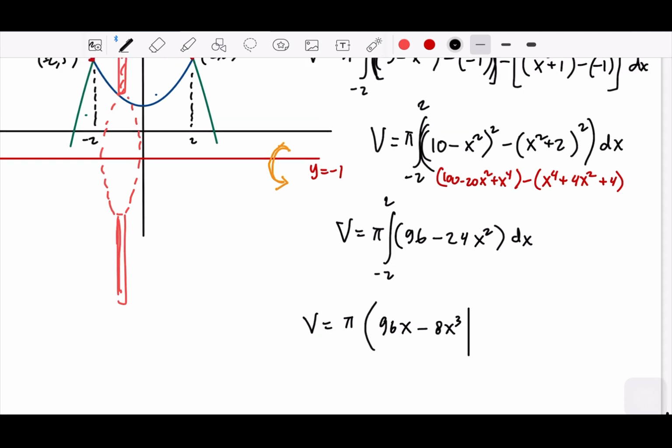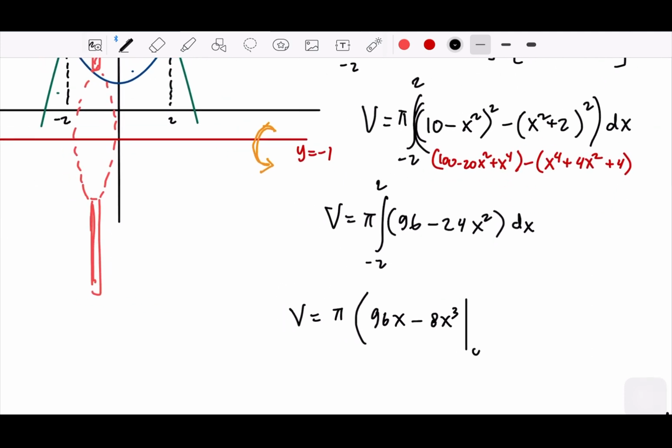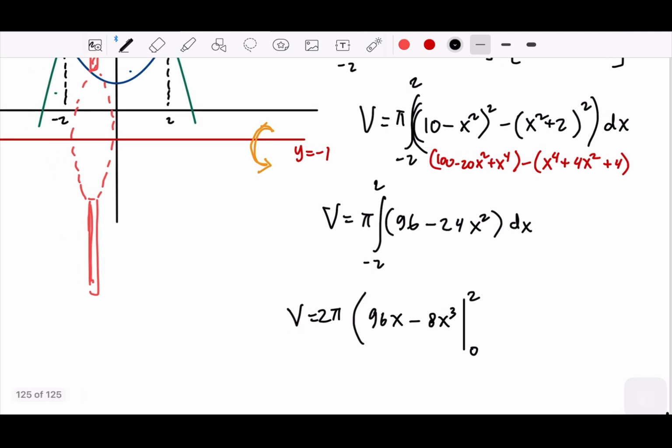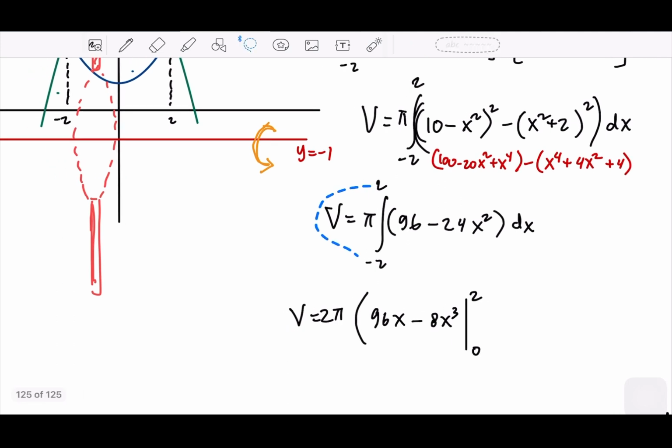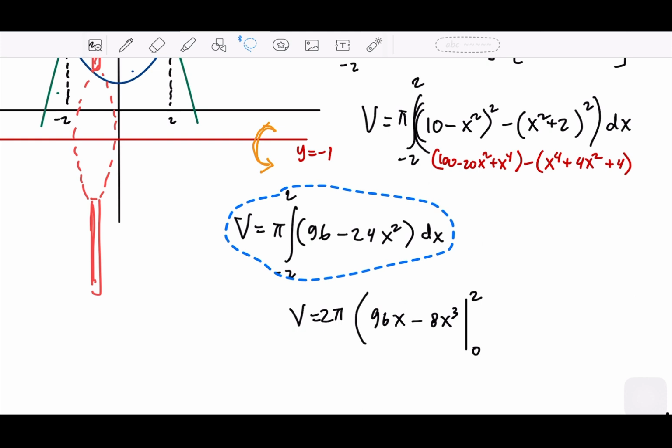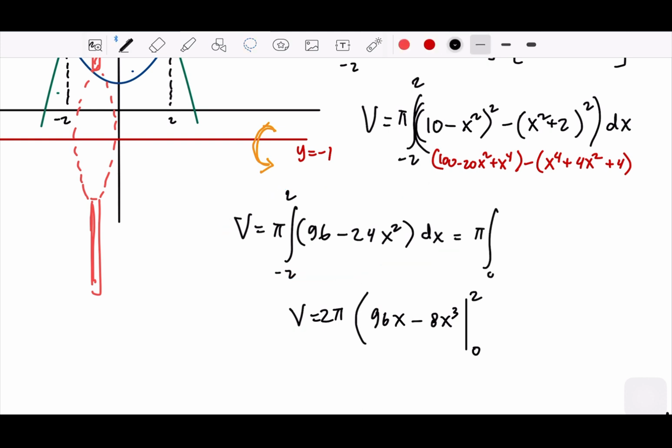And since it's symmetric, I will just take 0 to 2, and then multiply by 2. Or let me write here. We could write this because of this symmetry.